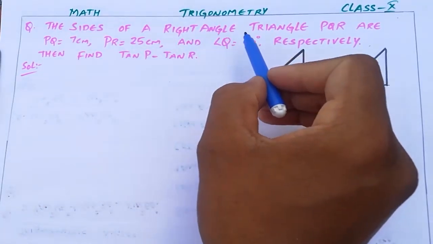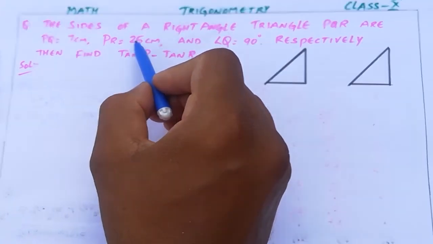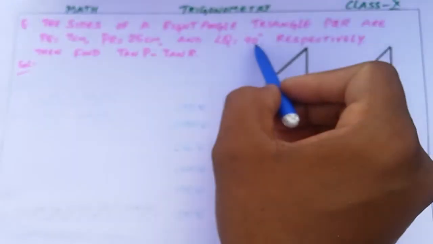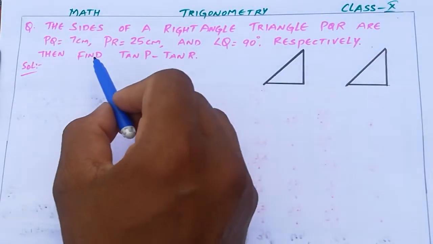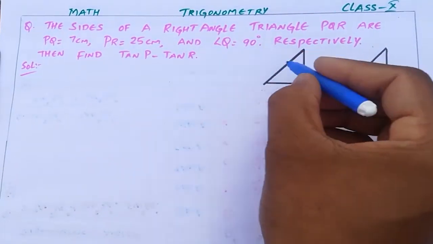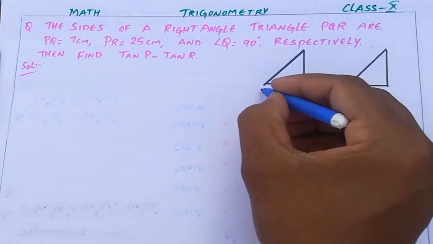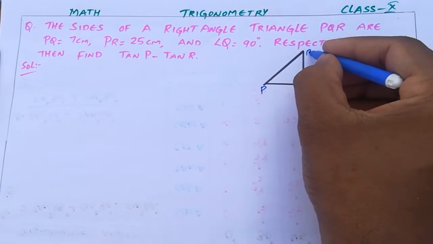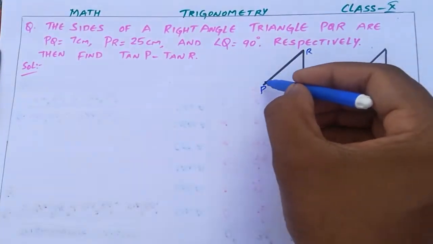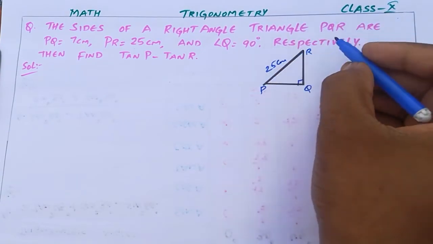The sides of a right angle triangle PQR are PQ equal to 7 centimeters, PR equal to 25 centimeters and angle Q equal to 90 degrees respectively. Then find tan P minus tan R value. So right angle at Q. So this is the right angle value. So this vertex is Q. I am taking this one as P and this one is R. He given PR value as 25. That means the hypotenuse value he got.